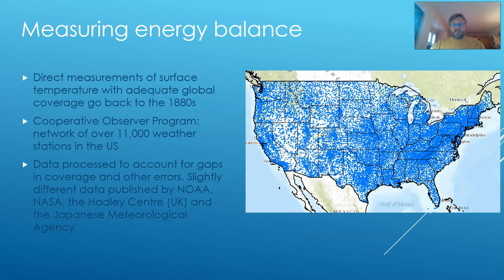What you see on the map there is all of the sites of the Cooperative Observer Program, which is the program that generates this kind of data for the United States. Or you see the lower 48 states there, of course. So each of those little blue dots is a weather station that is taking these temperature measurements throughout the day, reporting them all into a central database so that we can calculate our average temperature. So there are over 11,000 of those weather stations in the United States.